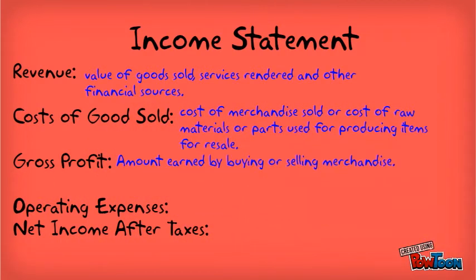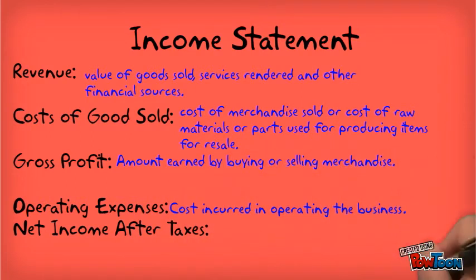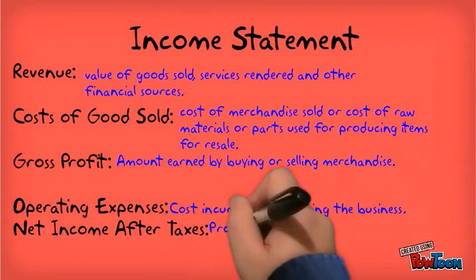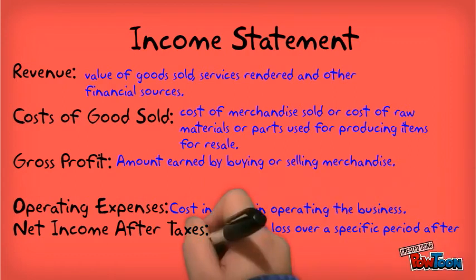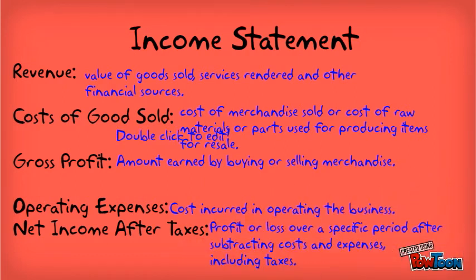Next, you have operating expenses, which is the cost incurred in operating a business. So from this area, you would take out salaries, advertising costs, supplies, insurance, depreciation, rent, electricity, and any other operating expenses unique to your business. And lastly, you get your net income, which is a profit or loss over a specific period of time after subtracting all costs and expenses, including taxes.